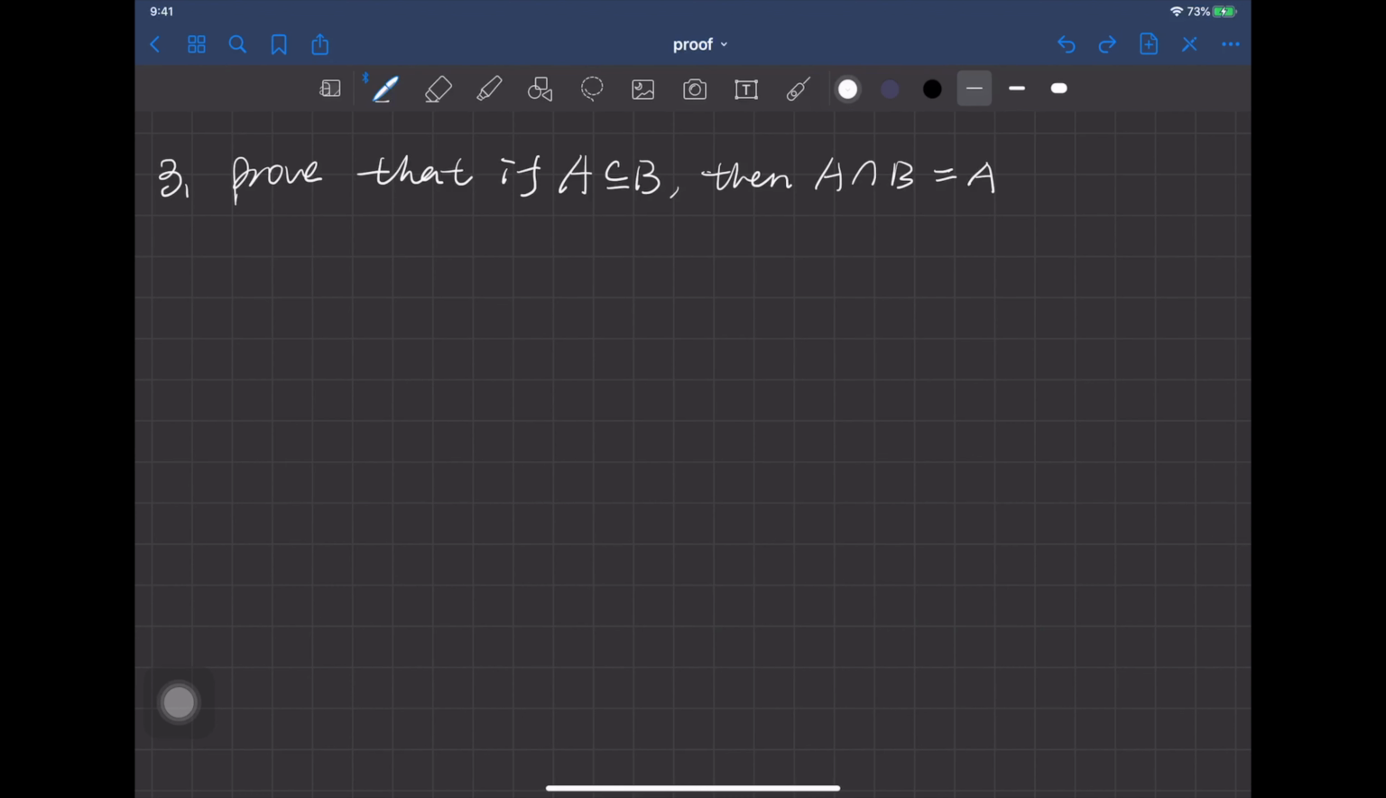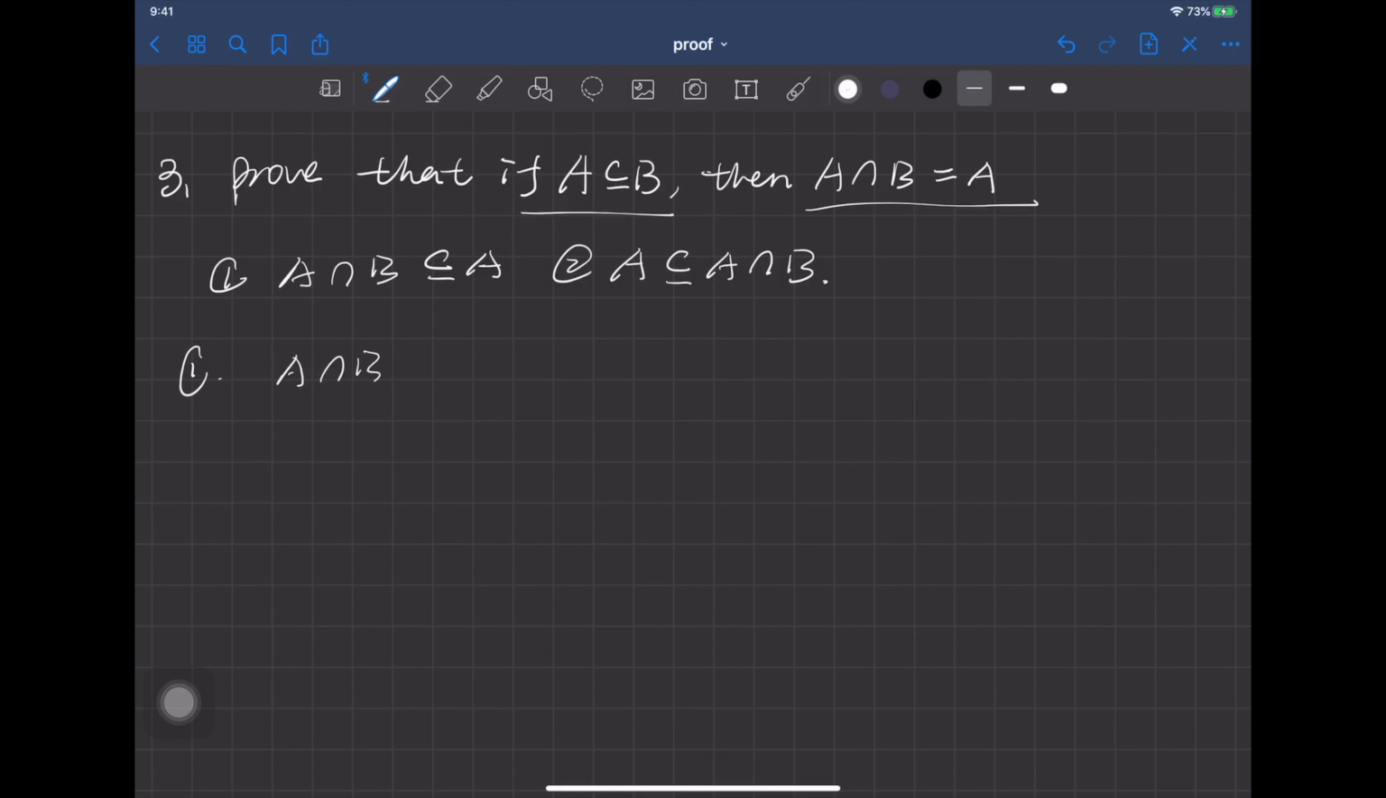Let's look at the third example here. If A is a subset of B, then the intersection of A and B equals set A. Please keep in mind that if we want to prove two sets are equal, then both sides, left-hand side and right-hand side, should be taken into account. So we have to prove the intersection of A and B is a subset of A, and we also need to prove conversely that A is a subset of the intersection of A and B. So let's do the proof for the first condition. How do we prove the intersection of A and B is a subset of A?